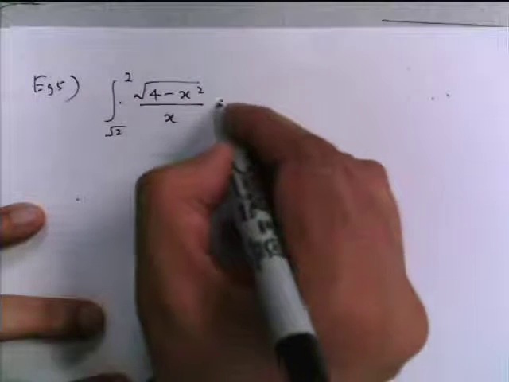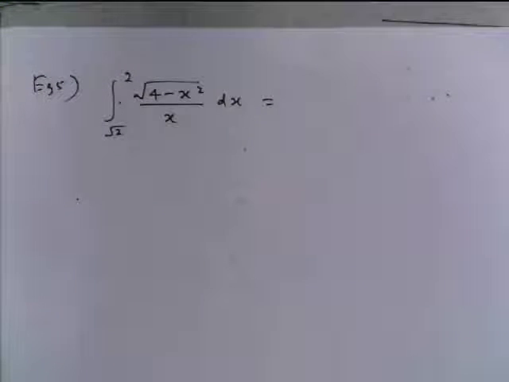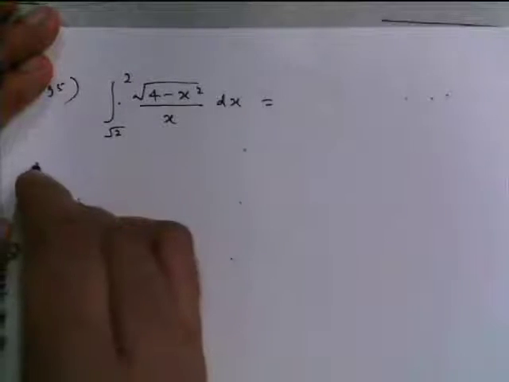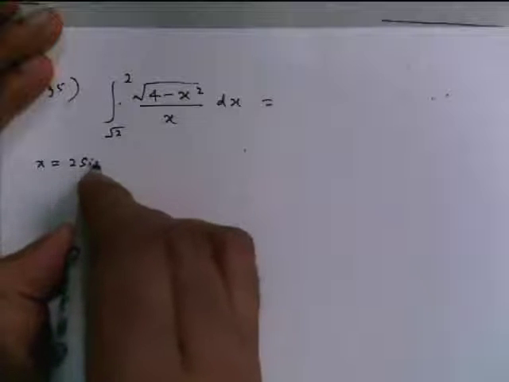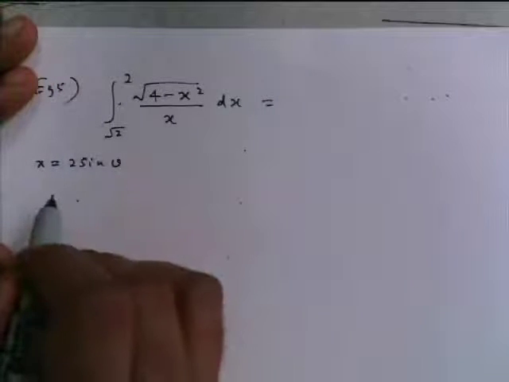And this is not in the book. Okay, so let me try this one. The integral from square root 2 to 2 of square root of 4 minus x squared over x dx. So what's the guess? X equals 2 sine theta, is it? And now we need to find the new limits.